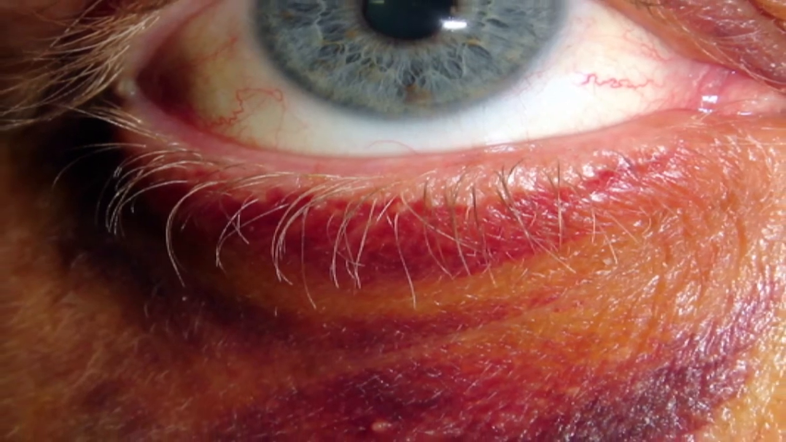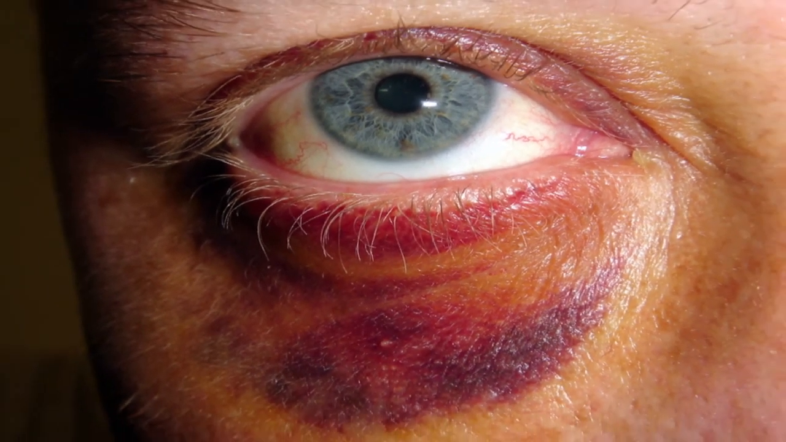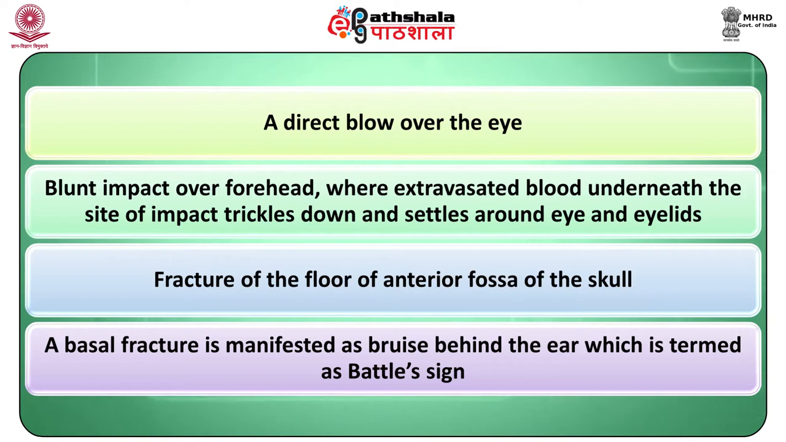The hemorrhages around the soft tissue of the eye and eyelids are known as spectacle hematoma or black eye. This is caused by various reasons like a direct blow over the eye, or a blunt impact over the forehead where the extravasated blood underneath the site of impact trickles down and settles around the eye and eyelids. In a fracture of the floor of the anterior fossa of the skull, the basal fracture is manifested as a bruise behind the ear, and this is termed Battle sign.